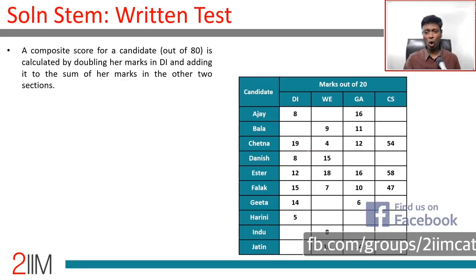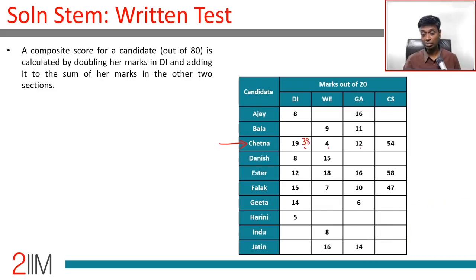So first up, we fill the composite scores for the people whom we know all three scores for. Chetna, 19, 4 and 12. 19 into 2, 38. 38 plus 4, 42 plus 12, 54. Esther, 12 into 2, 24 plus 18, 42 plus 16, 58. Falak, 30, 37, 47. Wonderful.